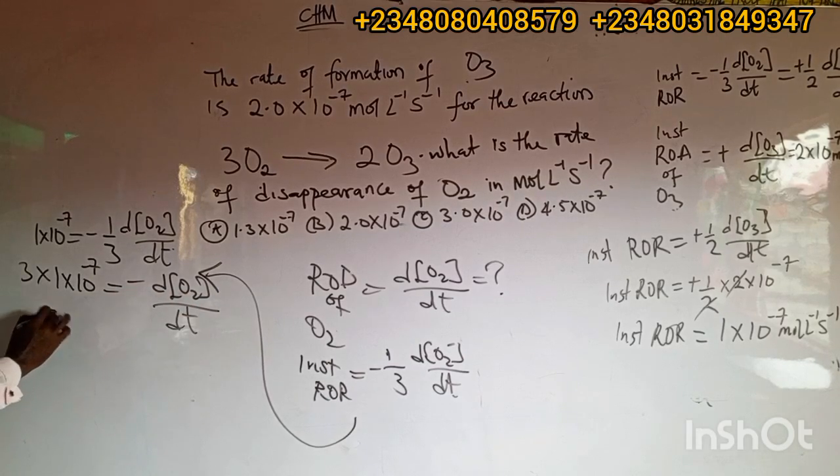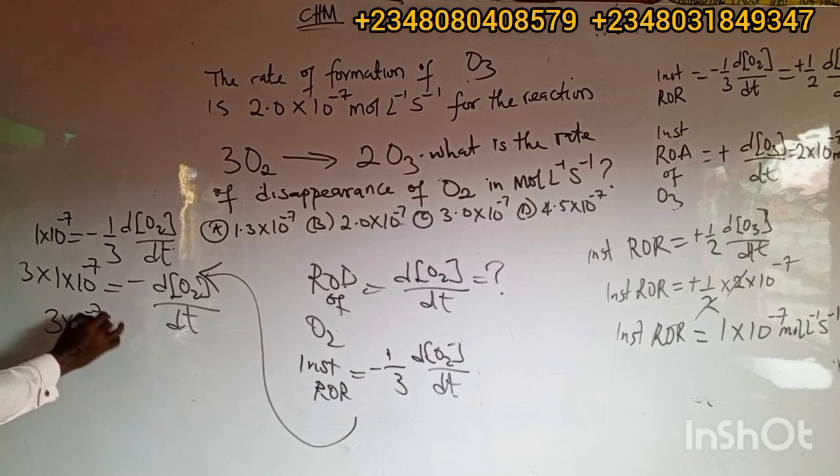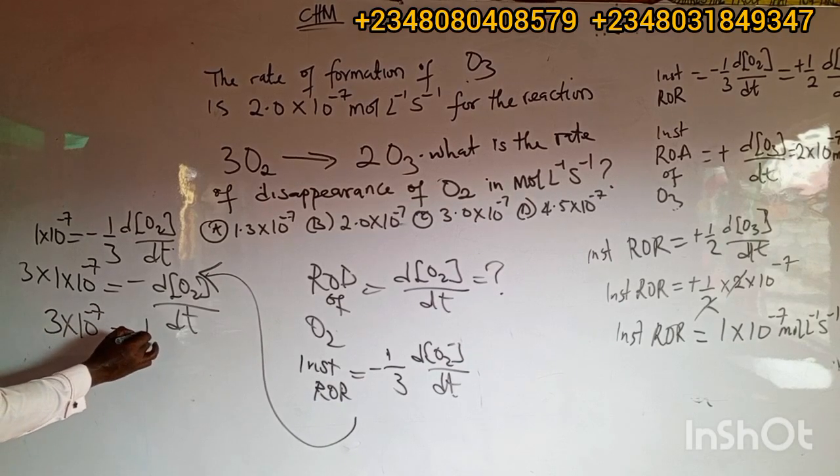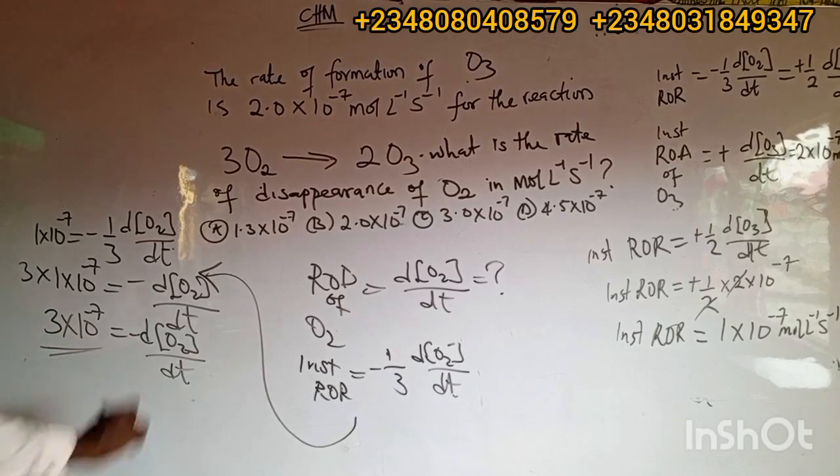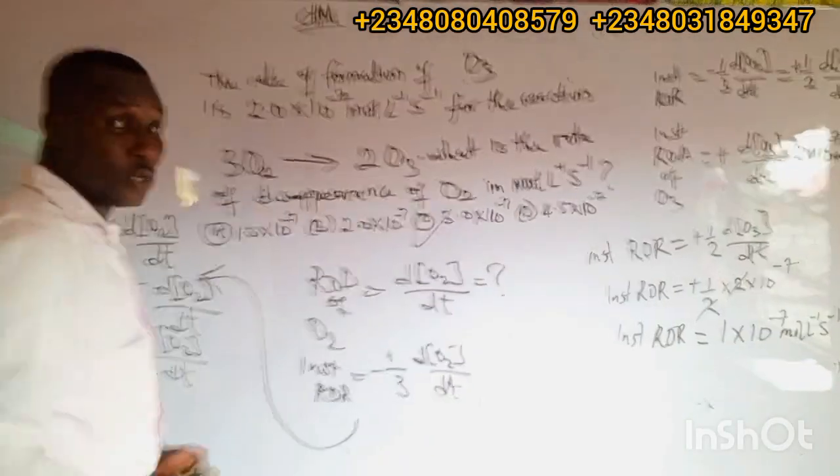Therefore, this will give you 3 times 10 raised to the power minus 7 equals minus dO2/dt. That means the option is C. The option is C.